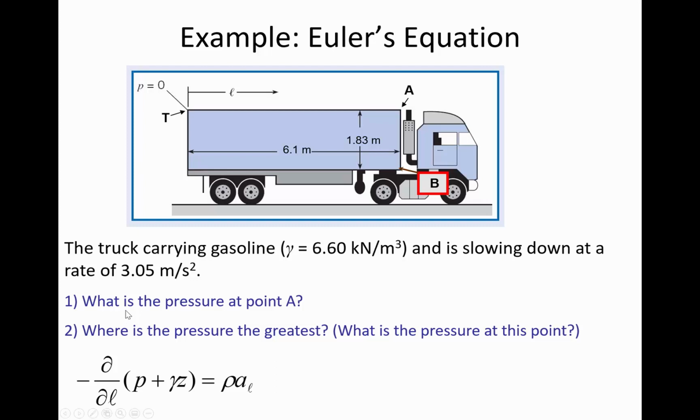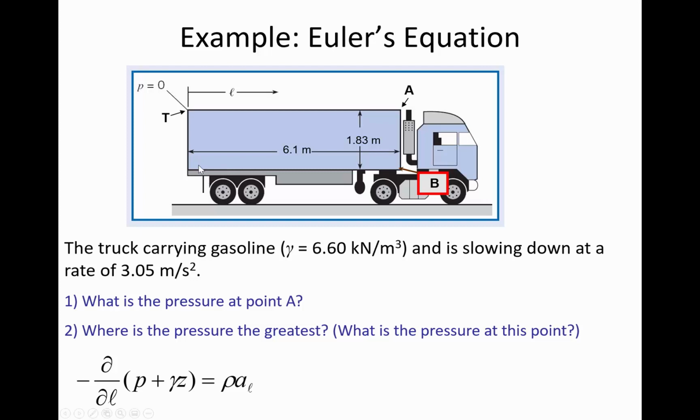So question 1 asks, what is the pressure at point A? And question 2 asks, where is the pressure the greatest? All right, so it's asking here at point A. So what we're going to do is apply the Euler's equation from location T to location A, because we know the elevation at both of them.